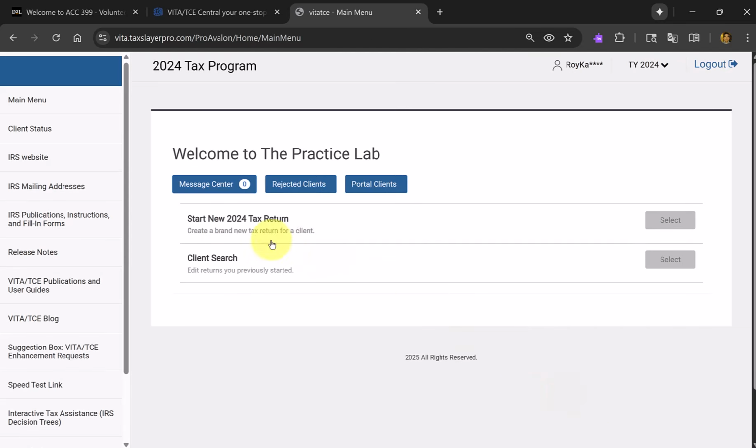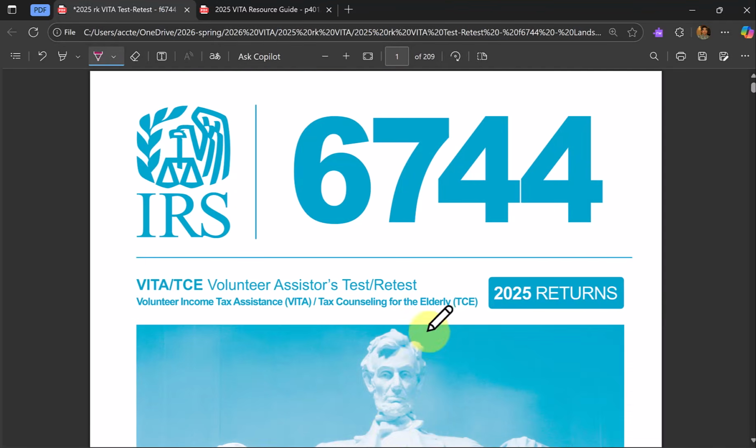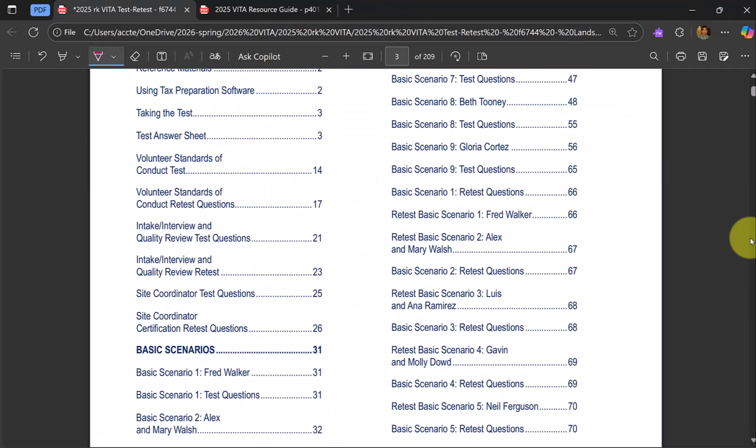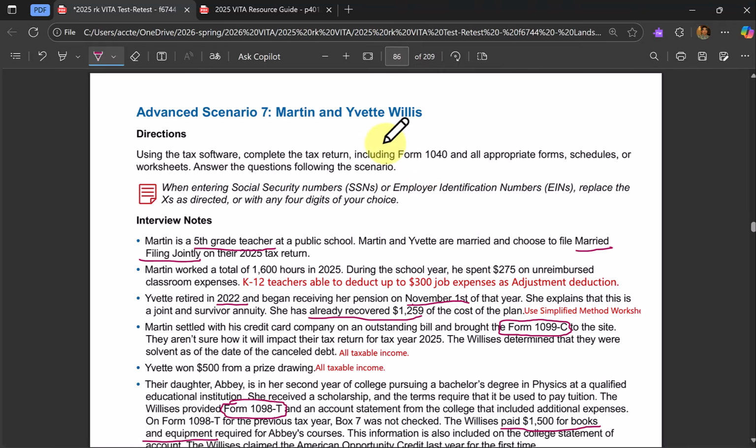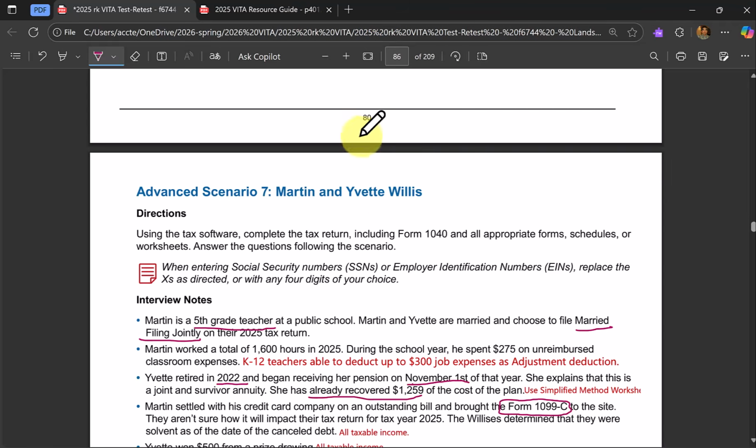And before I start a new return, again using the 2025 data, even though this is the 2024 version of the software, let's go over the facts of the tax return. So let me switch screens here. Here's our exam PDF file, and I'm doing the advanced certification. I know the page number already. Scenario number 7 begins on page 86. If you have the printed version of the test file, it's on page 81.